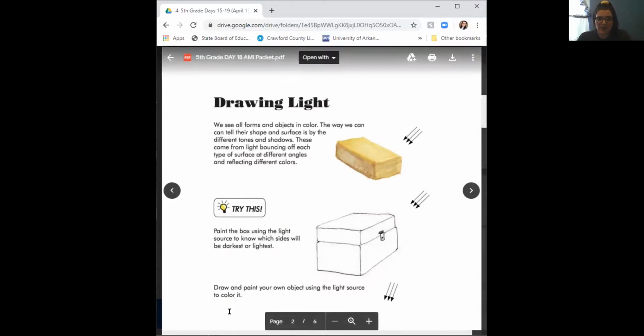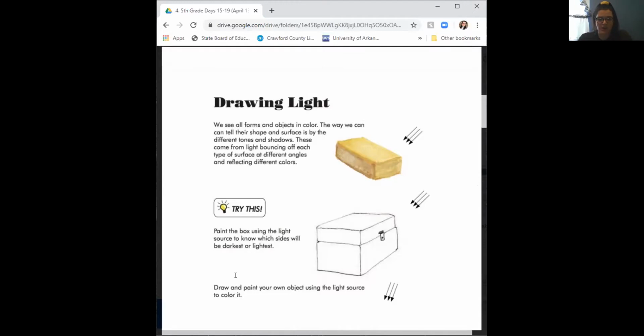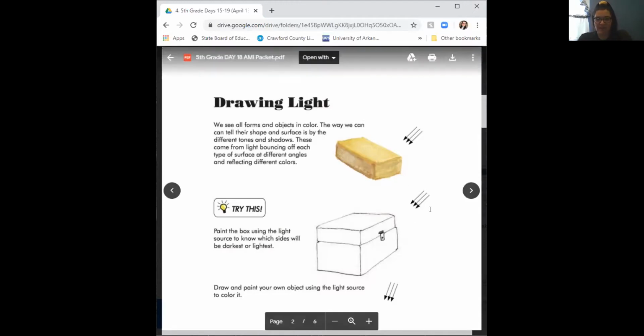So then it says to try this. Paint the box. So you're just going to color in this little box using the light source to know which sides will be darkest or lightest. So once again, the arrows are your light source. So just imagine this is like the rays from the sun. These are your light source, and just kind of follow the arrows down.